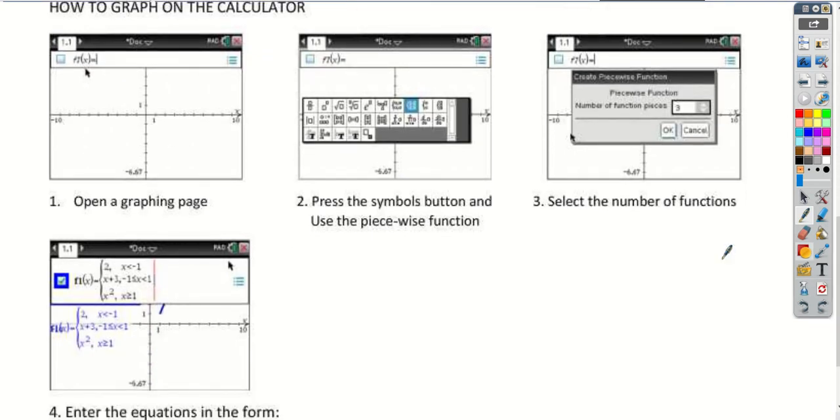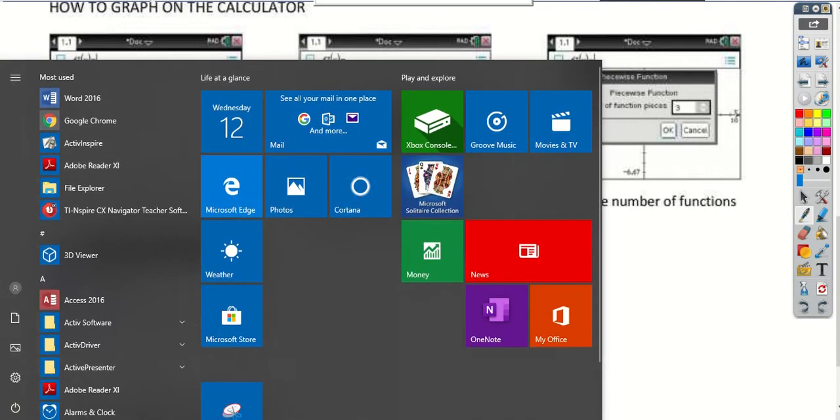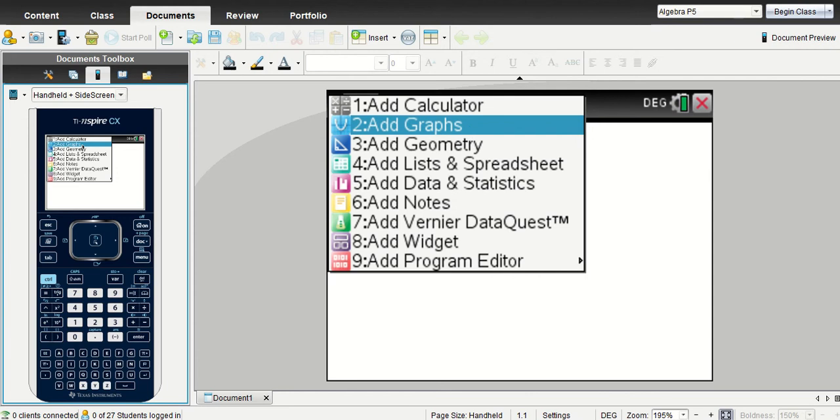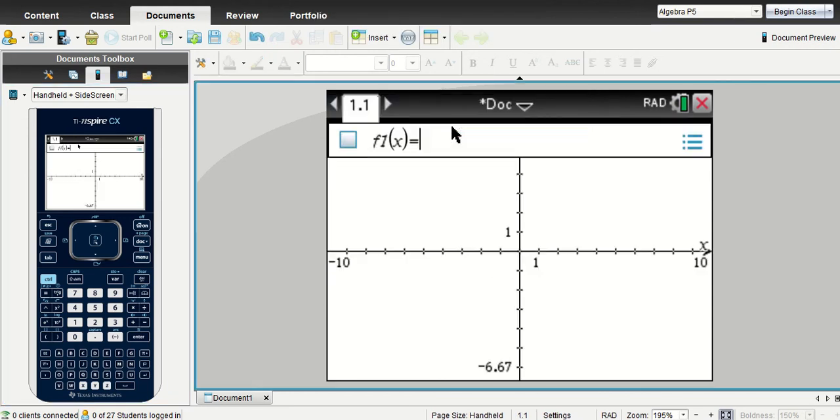So to graph on the calculator, all right, what we're essentially going to do, I'll take a look at this as it loads. I'm just going to pause for you guys. All right, so once you have your calculator open, you're just going to go over here to graph, okay? And then once you're in the graph, you're going to go to the symbols button. It's right next to the number 9 in the book.